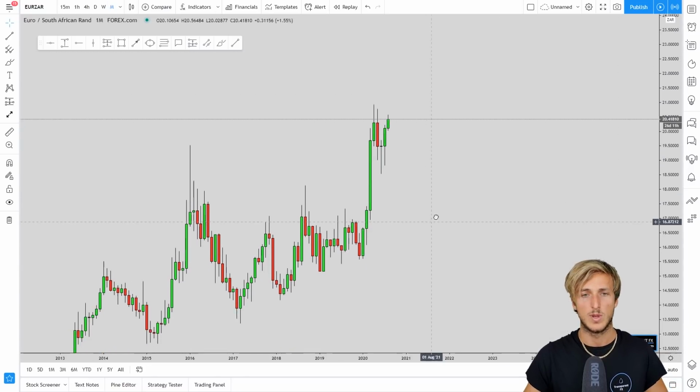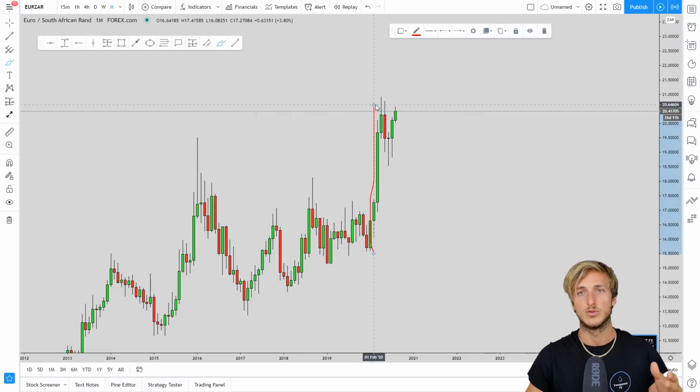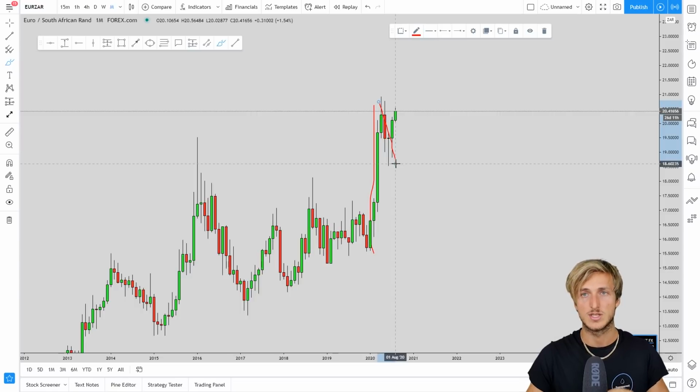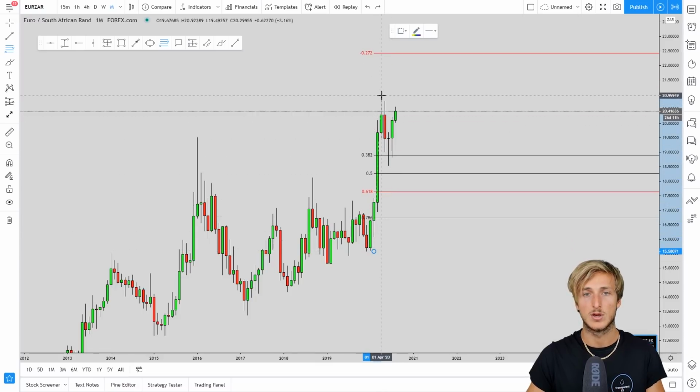Here on the monthly, what do we have? We can clearly see that the market has created a huge impulse to the upside. After an impulse, if we want information on the retracement, what are you supposed to be doing? You're supposed to be taking your Fibonacci from the low to the high of the impulse.